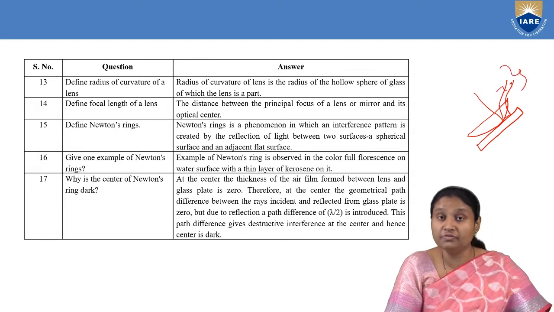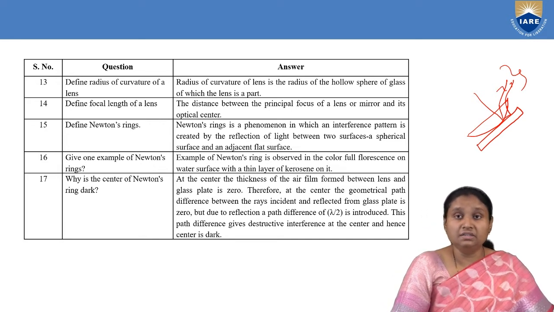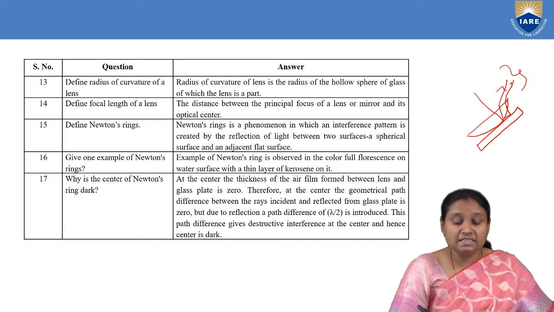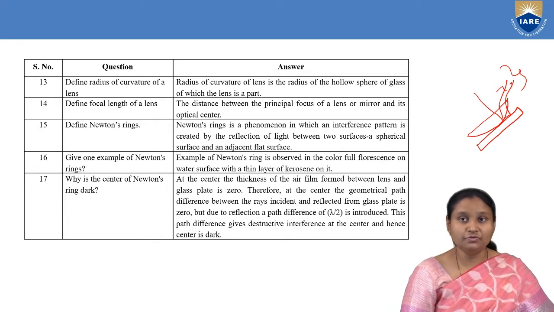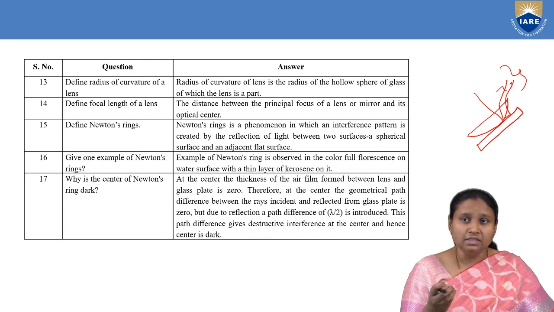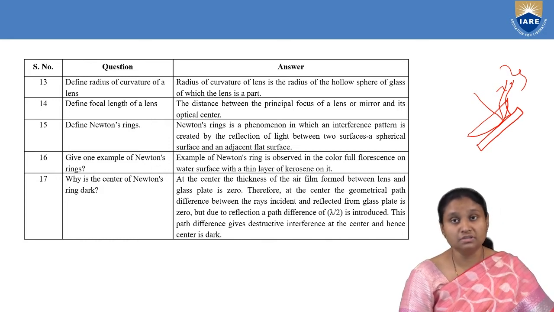And what is the shape of these rings? Circular rings. These are concentric circular bright and dark rings. Now give one example of Newton's rings. It is observed in the colorful fluorescence on a water surface with a thin layer of kerosene. Suppose you take water and on that water you have a very thin layer of kerosene, then you will observe the formation of colorful fluorescence. So circular rings, that is one good example of Newton's rings.